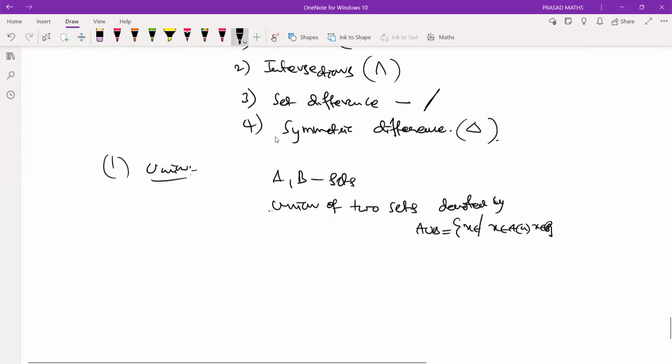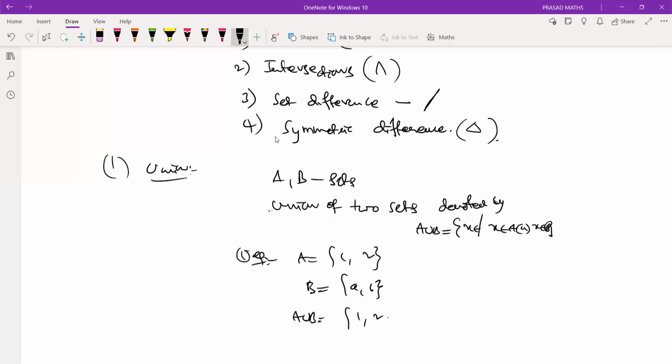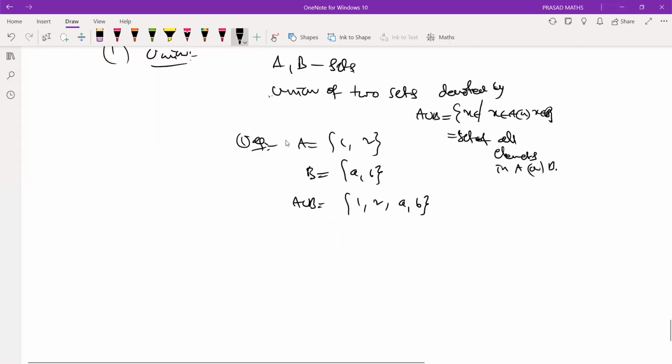A union B. Right? Suppose you take A equals 1, 2. Suppose you take B equals a, b. What is A union B? Set 1, 2, a, b. That's it. Just writing all the elements appearing in A and B. Nothing but the set of all elements in A or B. Right? A or B. Whatever is in A and whatever is in B, they write both combined. That is nothing but your A union B. Right?